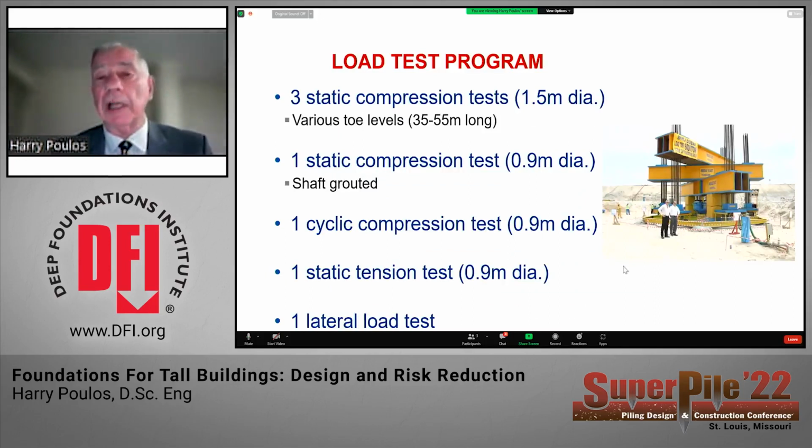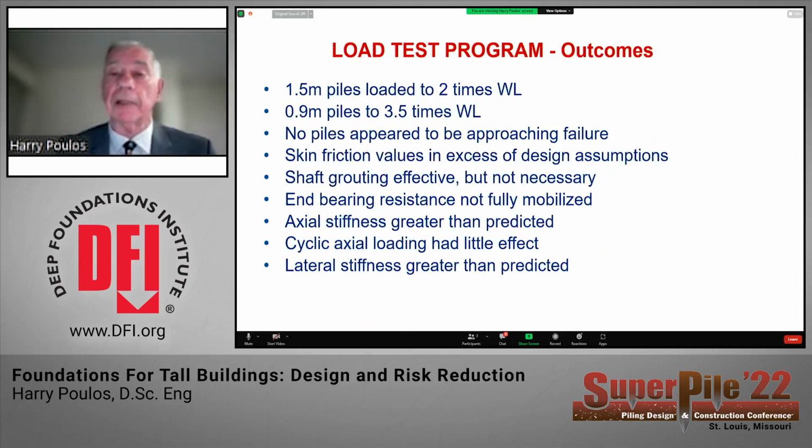There was a significant load test program carried out: 3 static compression tests on 1.5 metre diameter piles, looking at various toe levels, 35, 45 and 55 metres long; a static compression test on a smaller diameter pile, but now using shaft grouting to see the extent to which the skin friction could be increased; a cyclic compression test to look at the effects of cyclic loading; a static tension test; and also a lateral load test. And here is the setup, and this was I guess around 2005 or so. So you see it was still a top-down loading process, and the maximum load got up to about 6,000 tonnes. So a pretty large load for that type of loading system.